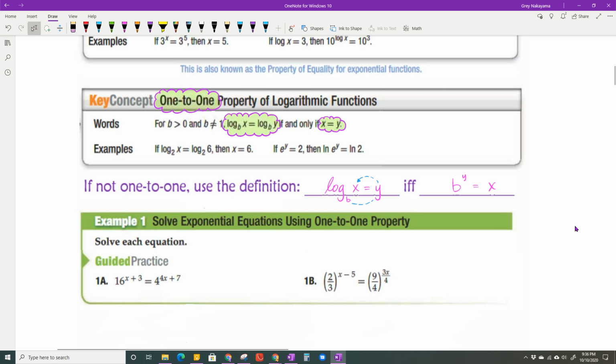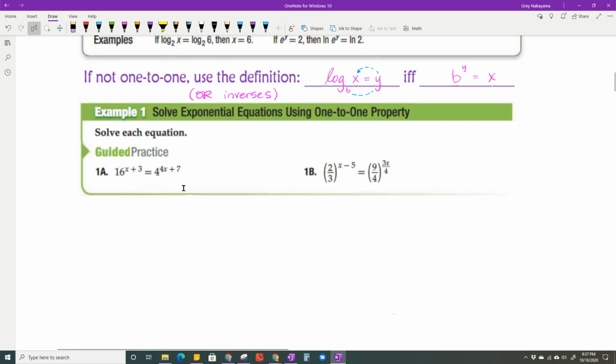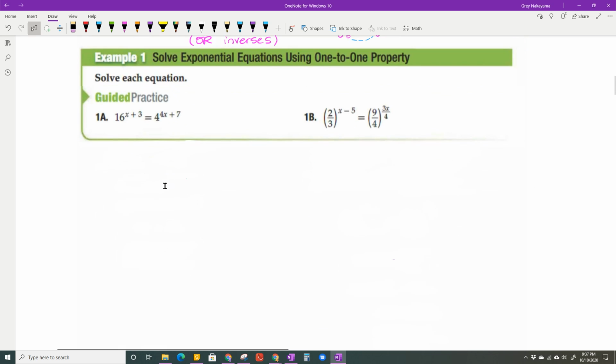So again, I'm not going to use the definition. I prefer to concentrate on inverses because then you can use the same process for every equation. You don't have to remember, oh, do I do this or do I do that? Concentrate on inverses of each other. Okay, but the first thing we're going to do to solve exponential equations, we're going to look at these.